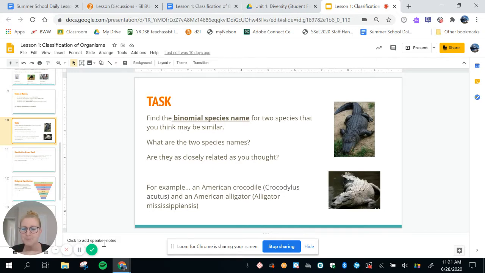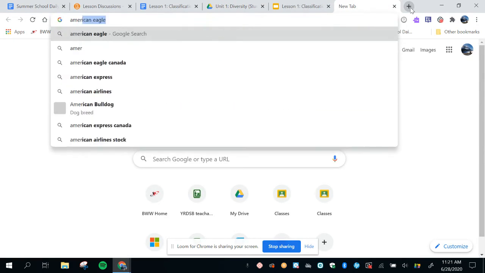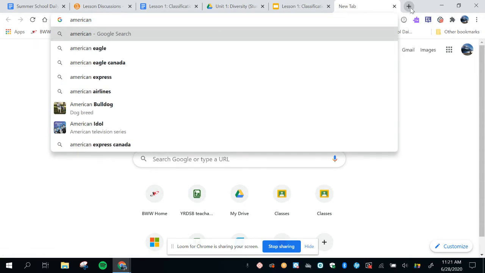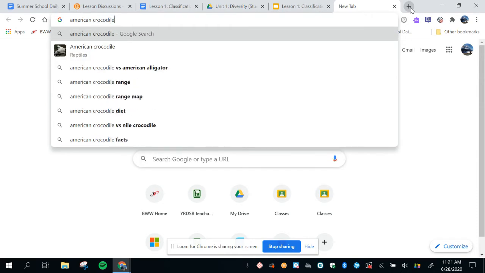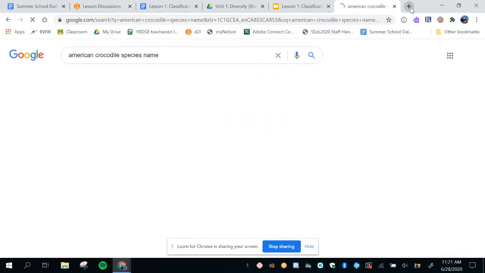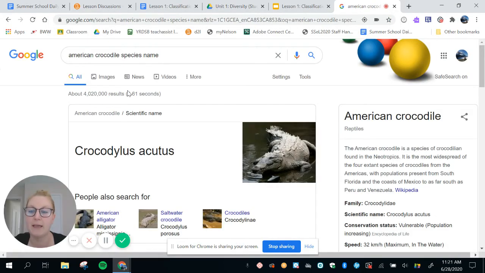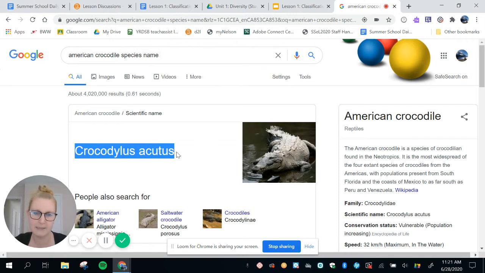Now, what I want you to do is to Google those two things. What you might type in my example is American crocodile species name. Excuse me. And then what might pop up is this. So this is what represents the binomial name. So you're going to go back and you're going to say, okay, this is the name for the crocodile.